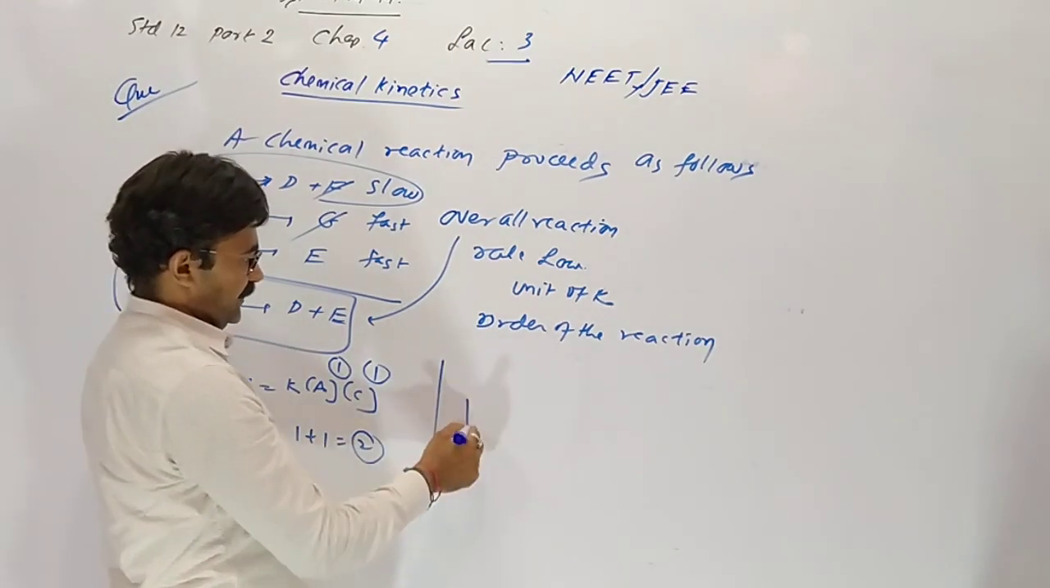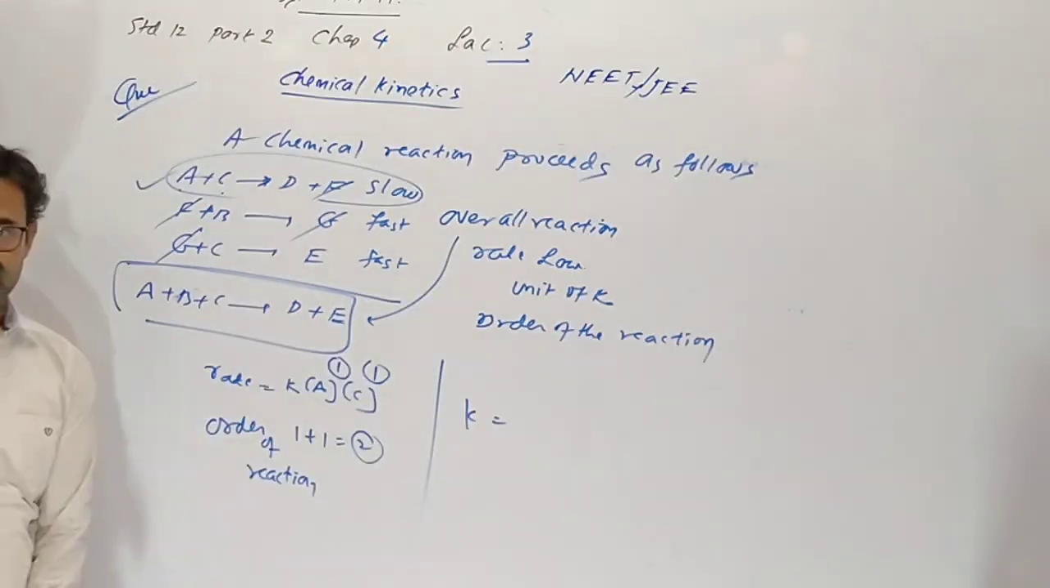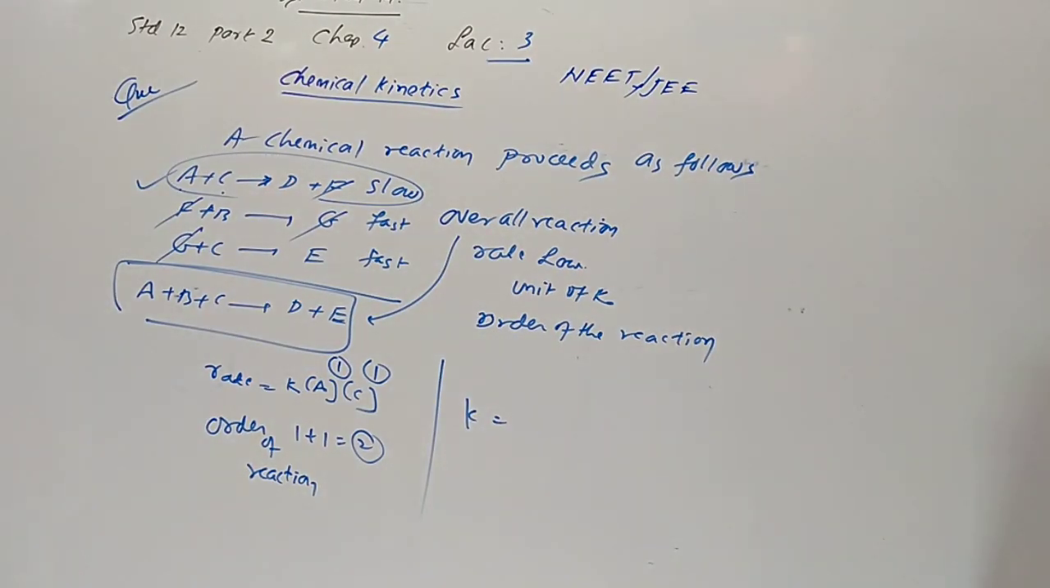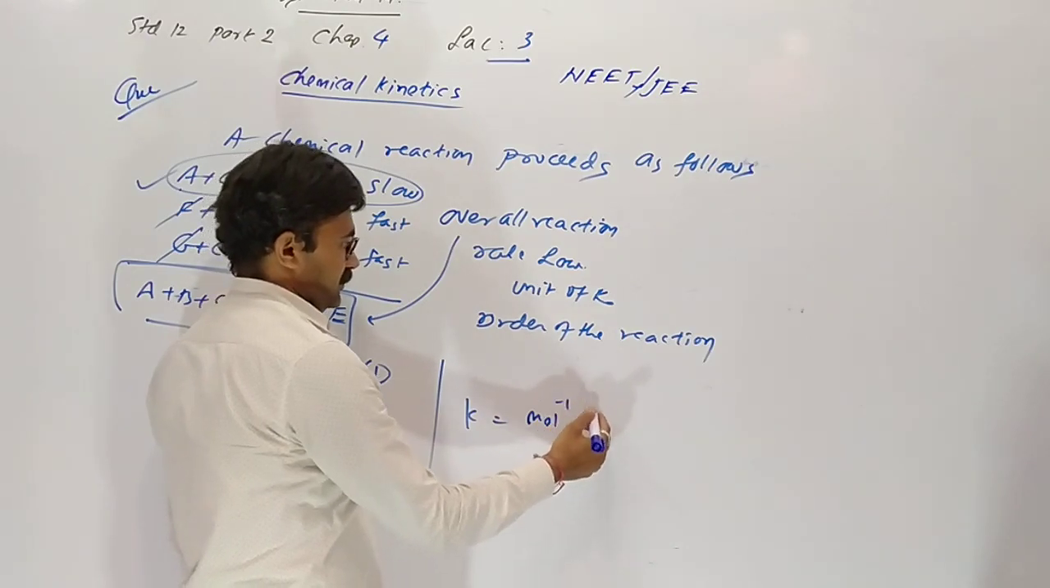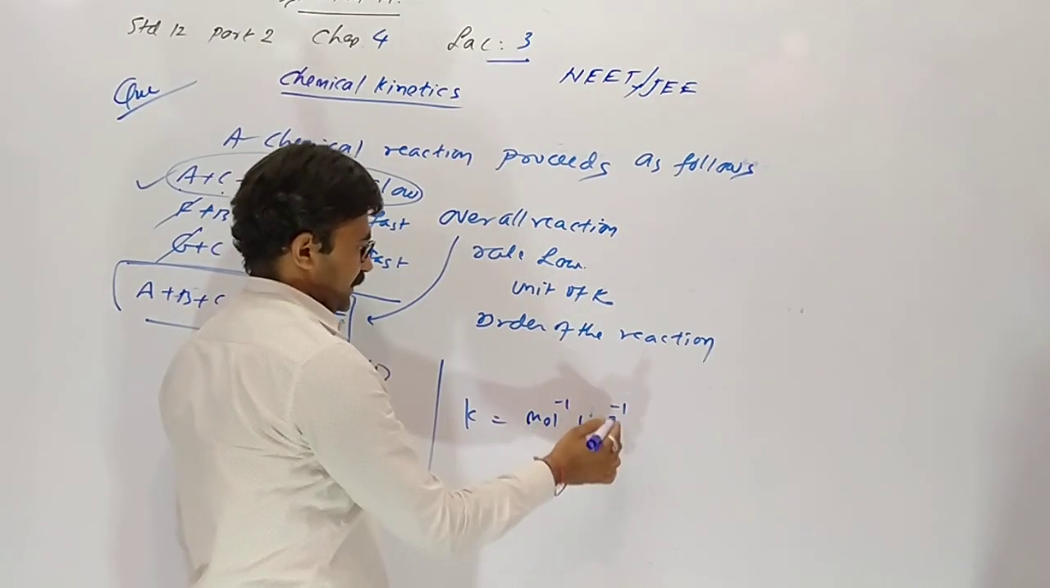And now the unit of K. We know for a second order reaction, tell me, think about it, the rate constant unit is inverse of zero order: mole inverse, liter raised to 1, and second inverse.